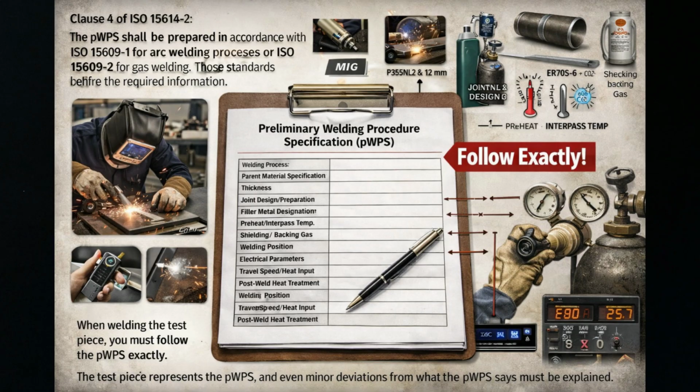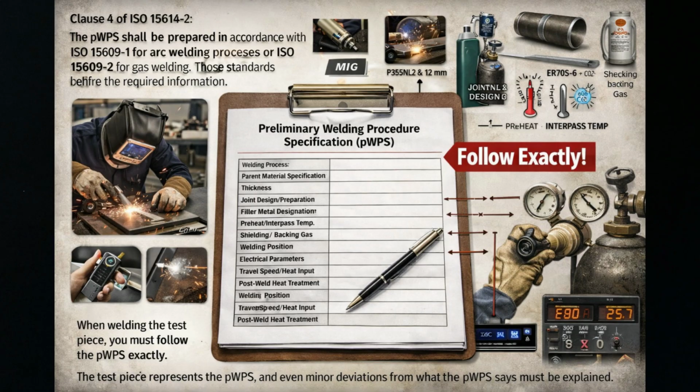In practice, your pWPS will document the welding process, the parent material specification and thickness, the joint design and preparation, the filler material designation, preheat and interpass temperatures, shielding and backing gases, welding positions, electrical parameters, travel speed, heat input, and any post-weld heat treatment. Everything that could influence the mechanical properties of the joint must be captured.